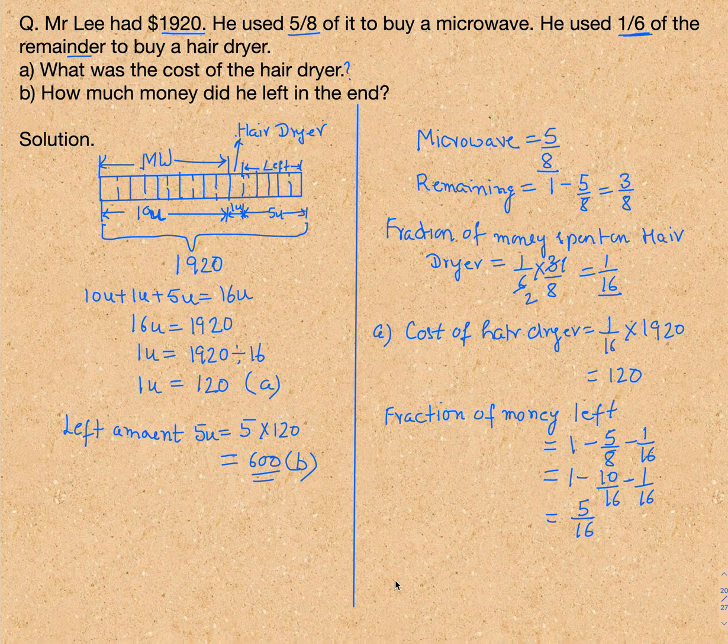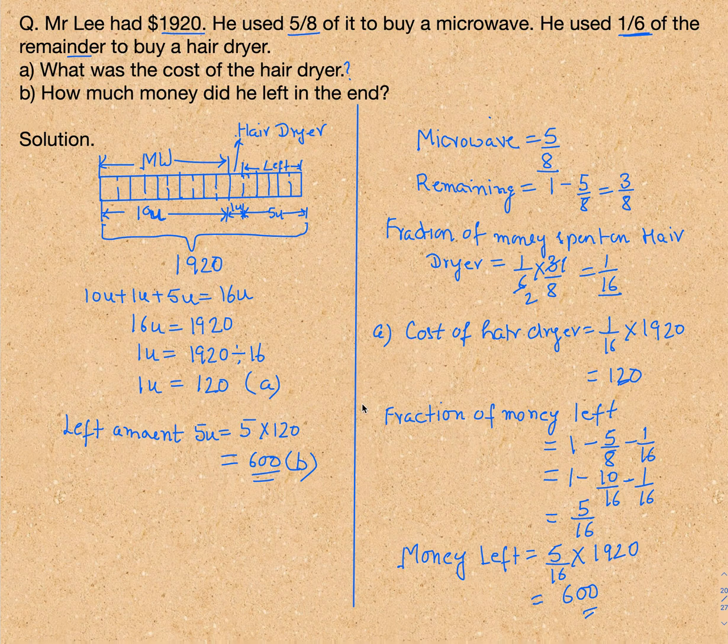So from here we can calculate the money left. The money left is equal to 5 by 16 of the total amount of money, which is 1920, and if you calculate it, it will give you $600. Okay, same as this, right? So it has to be the same. Okay, so that's your part A and this is your part B.